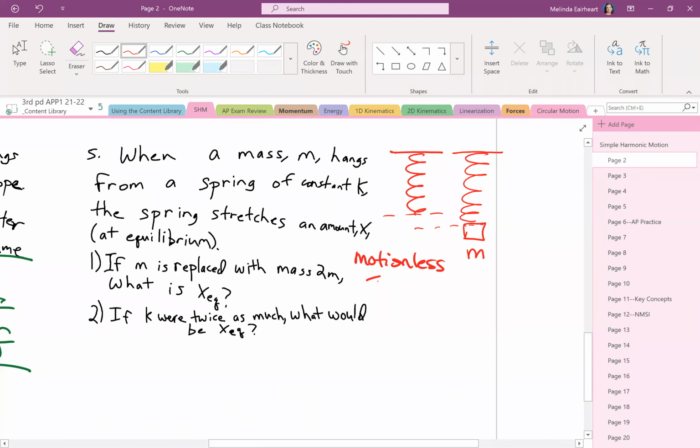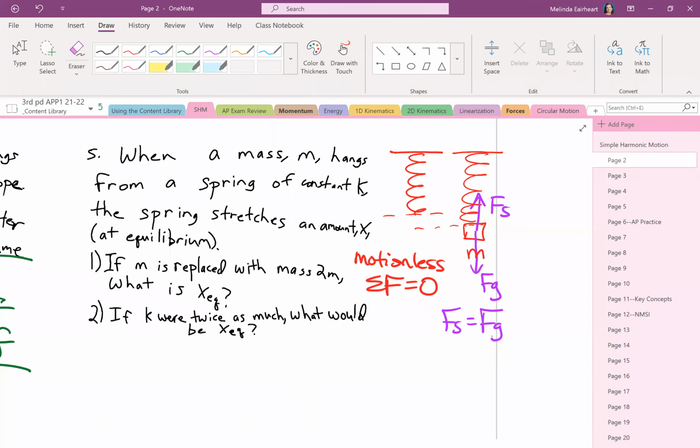And so what would the net force be on the object? 0. We haven't drawn a force diagram in a while, so can we draw one? With our single mass, doesn't it have weight? And if it's all balanced, then the spring force should be equal to Fg. Now, what happens when you have a double mass just hanging? Aren't we still going to be in equilibrium?